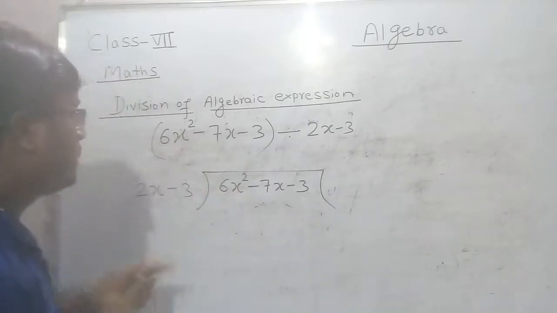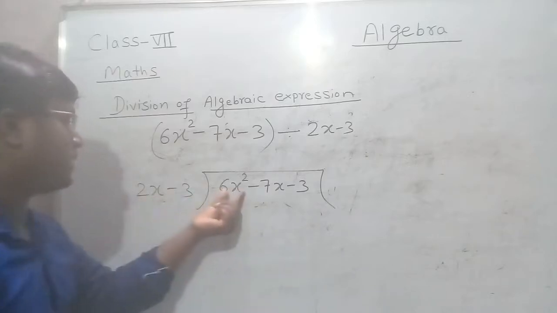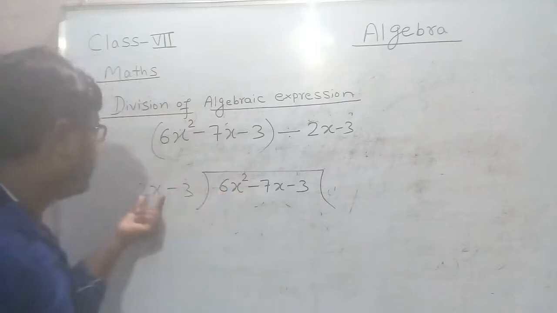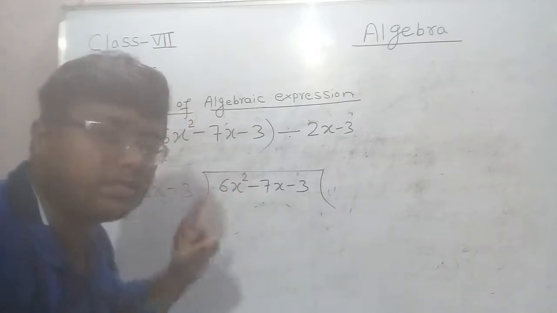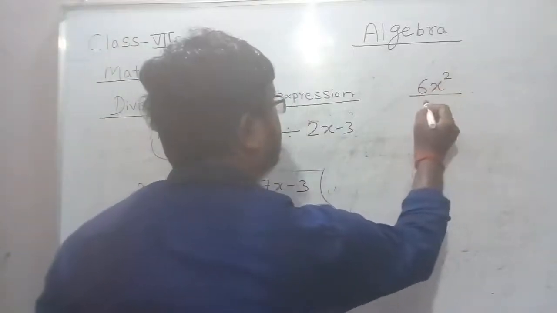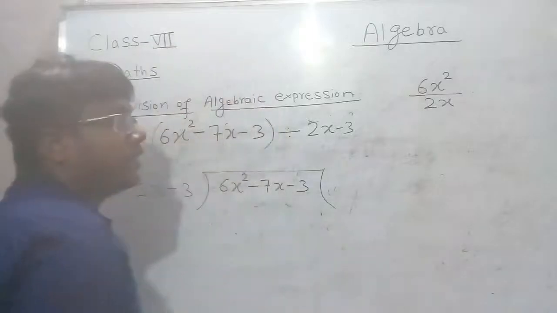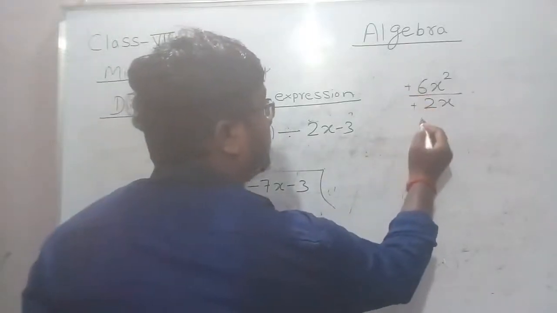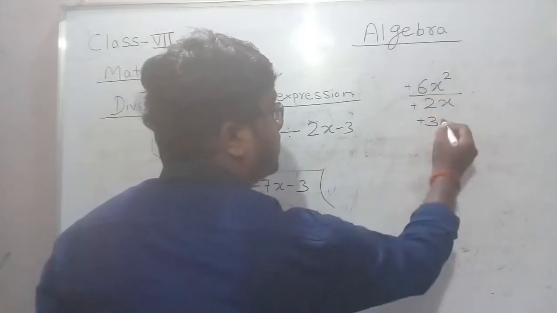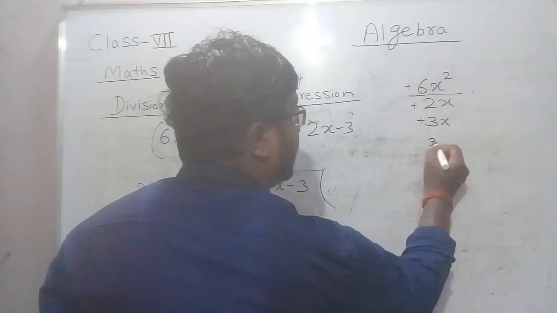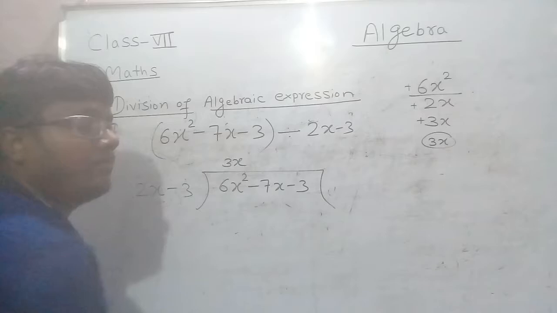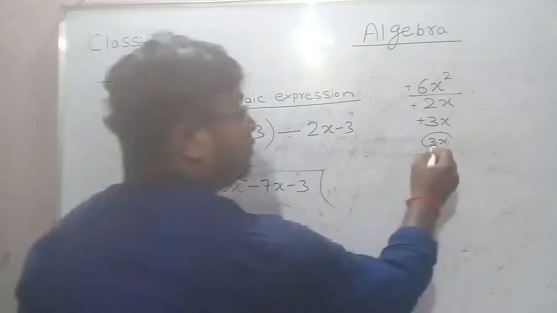The first term is divided by the first term: 6x² is divided by 2x. Dividing 6 by 2 gives 3, and x² divided by x gives x. So we got 3x, and we will write this 3x here.